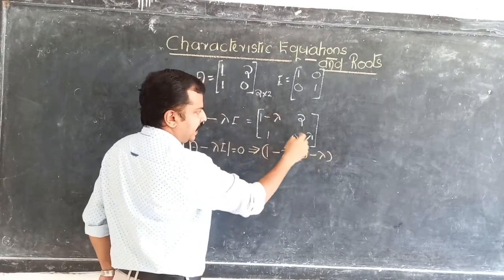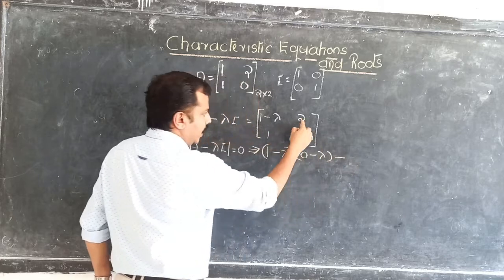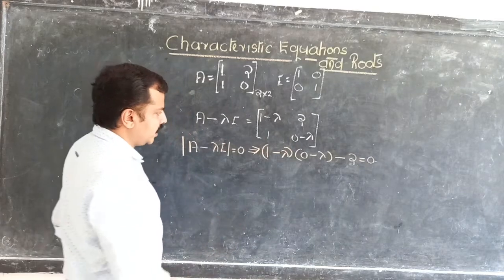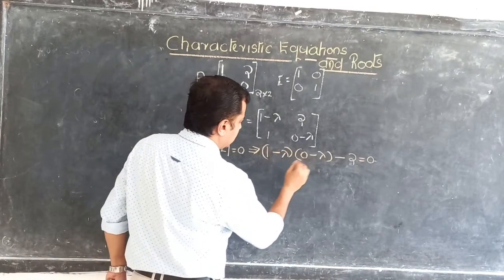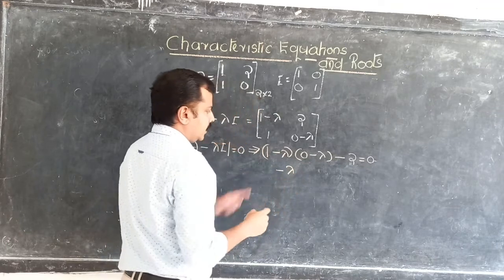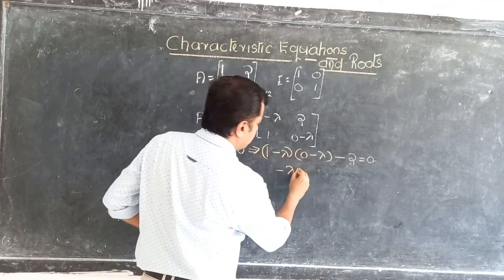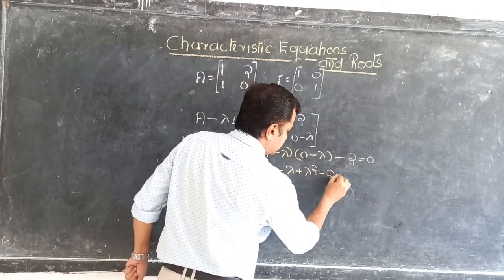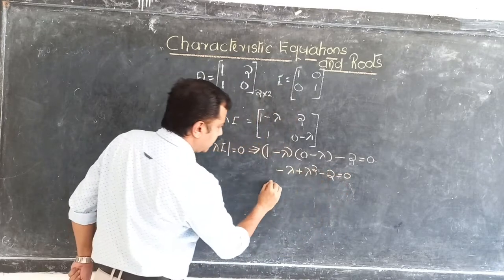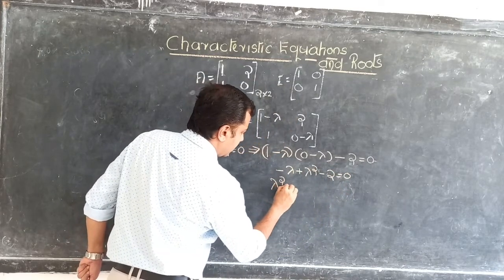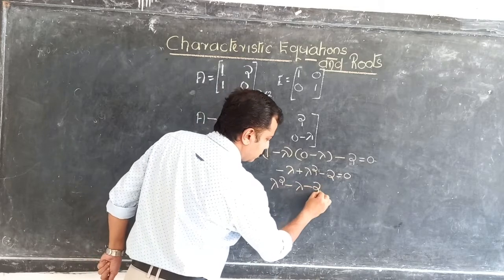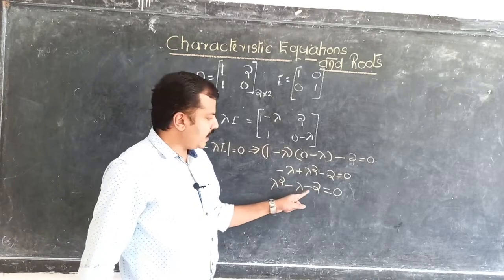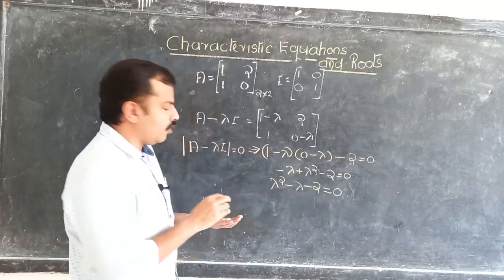If we multiply the diagonal elements, minus 1 into 2 is minus 2, equals 0. Just expand this equation. We have 0 here, minus lambda, then minus lambda into minus lambda, we have plus lambda square minus 2 equals 0. Or just rearranging, the equation will be lambda square minus lambda minus 2 equals 0. And we have a quadratic equation.